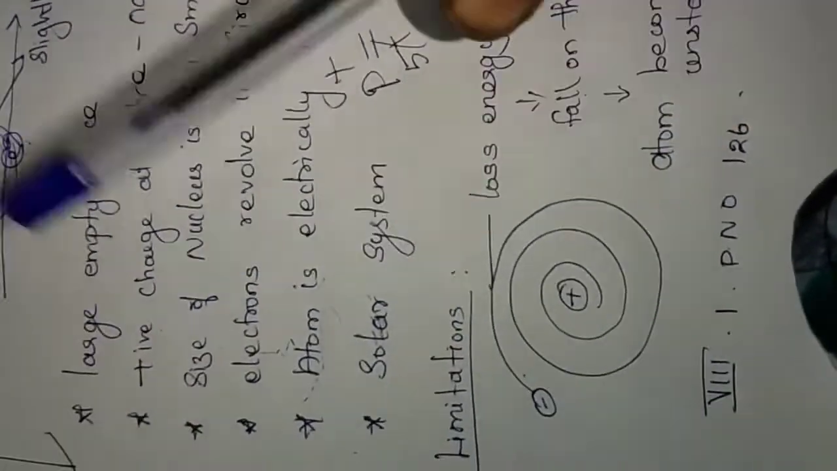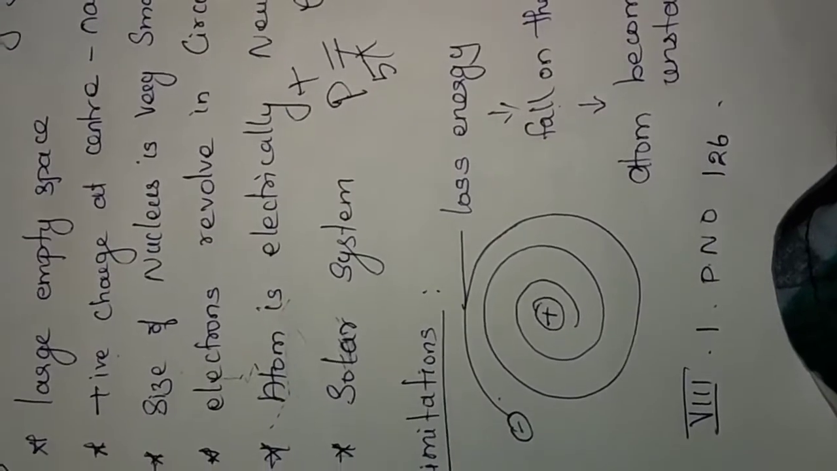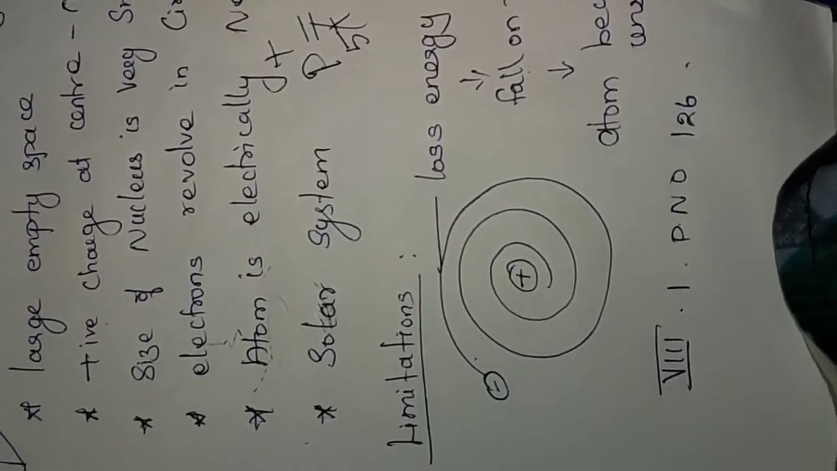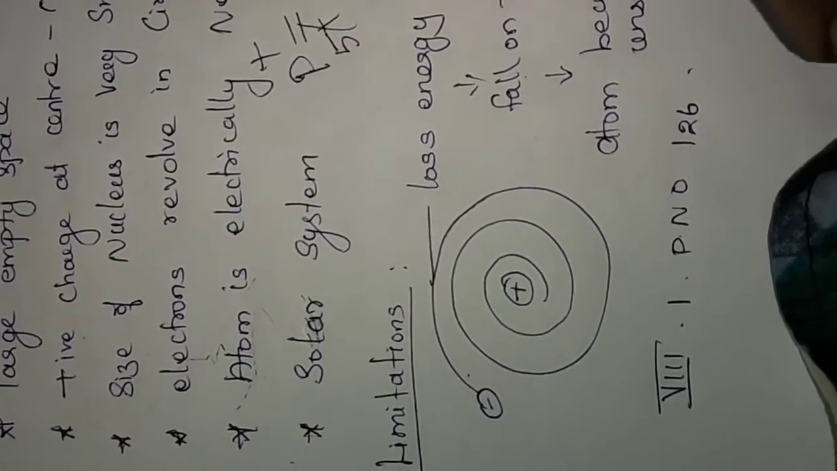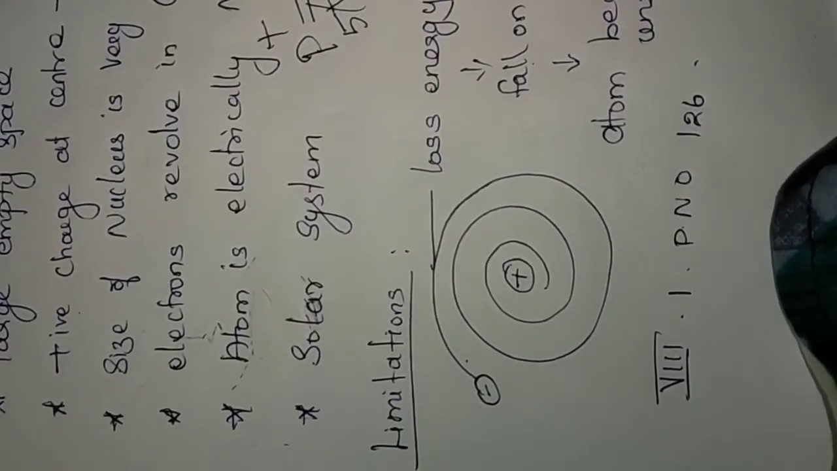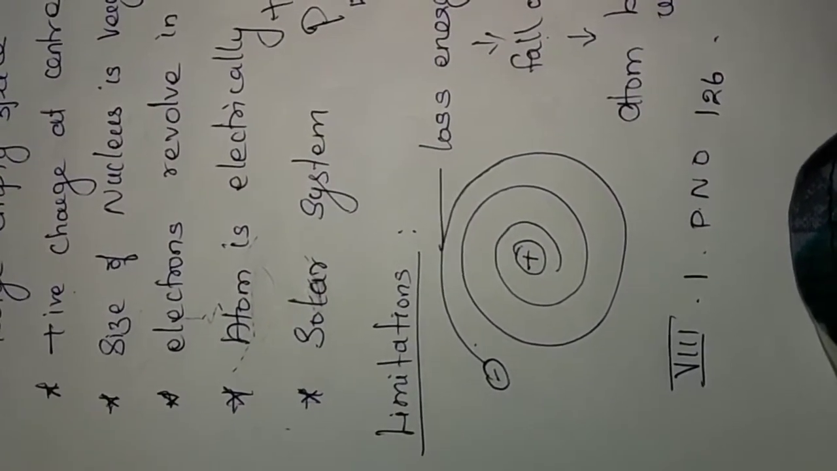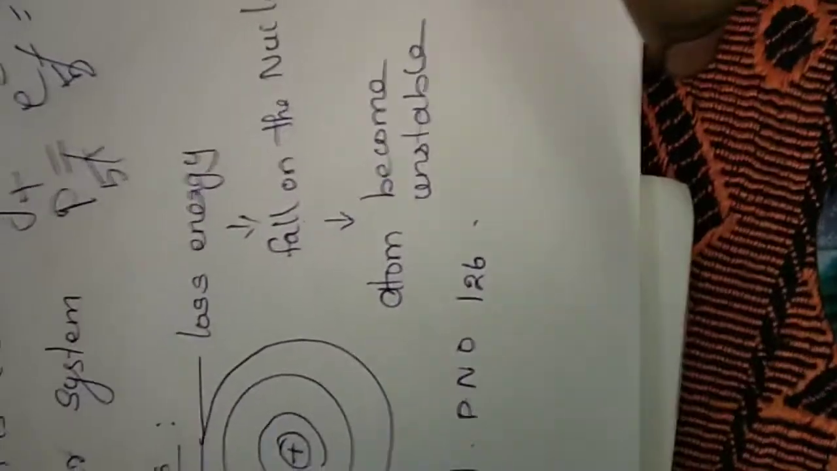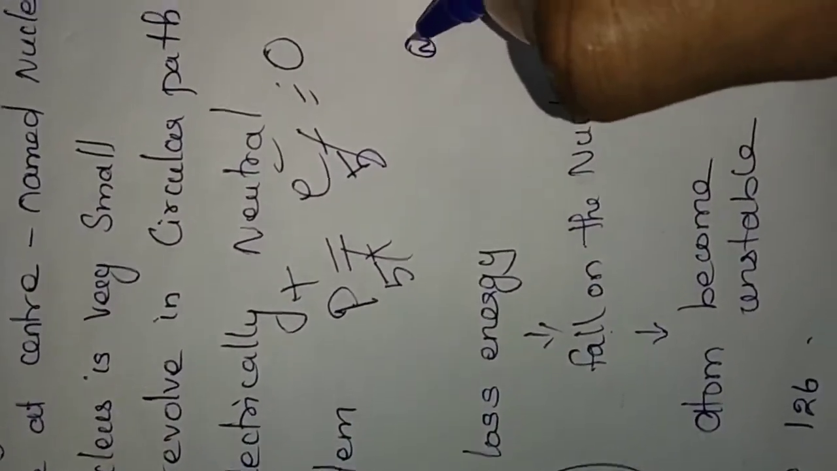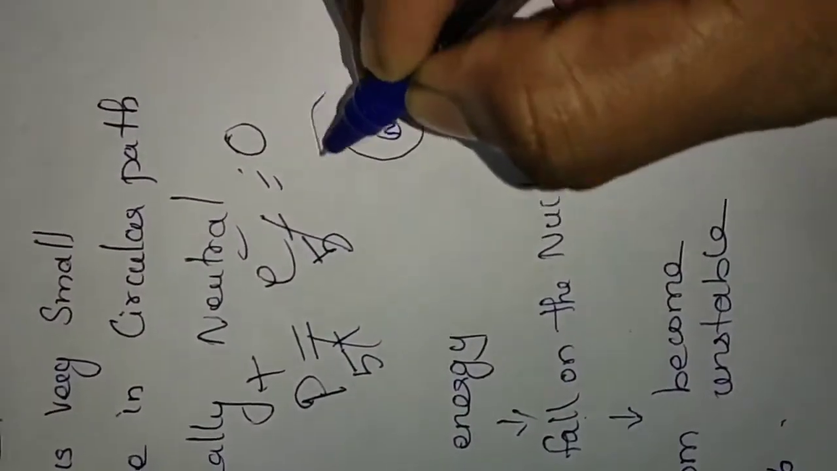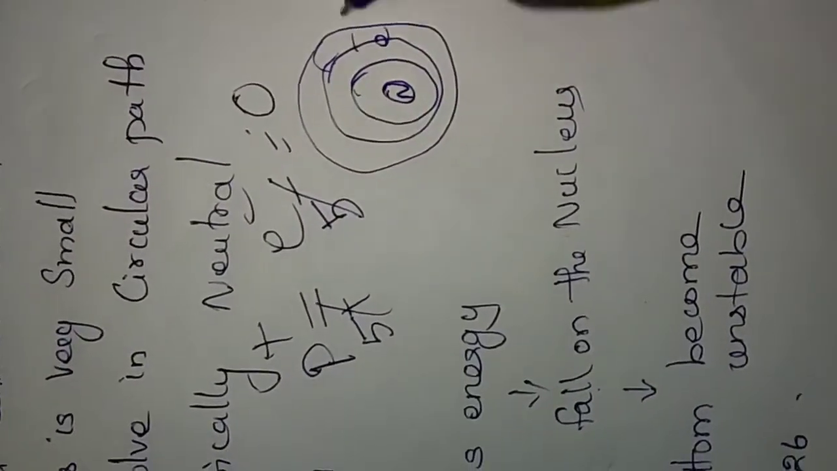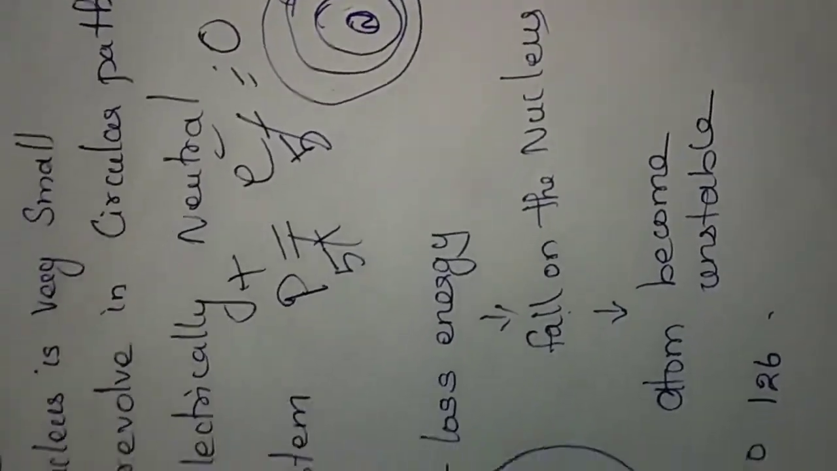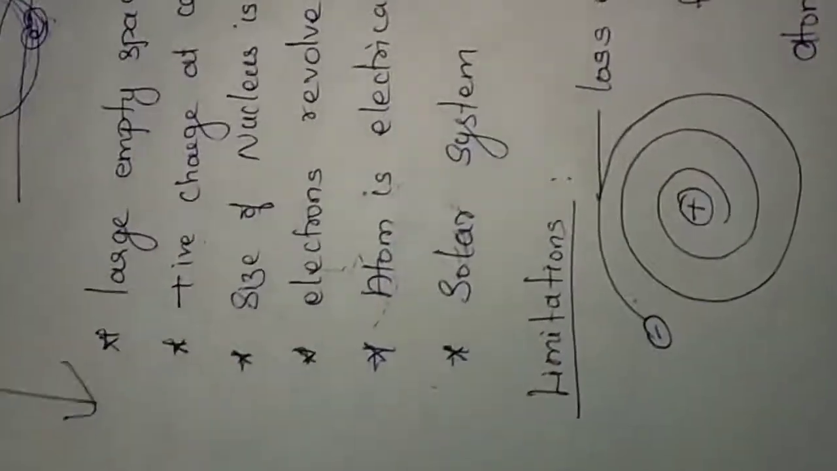And he said that the arrangement of electrons in the atom is like a solar system. You all know the solar system. What is present at the center? The sun, and all the planets revolve around the sun, isn't it? So like that here also, the nucleus is at the center and all the electrons revolve around the nucleus. You can see here, for example, this is the nucleus and all the electrons revolve around the nucleus in a circular path. So it looks like a solar system.